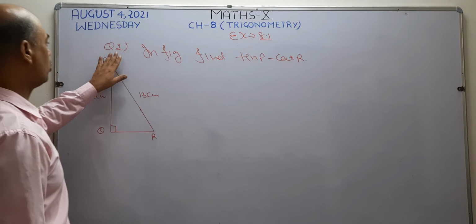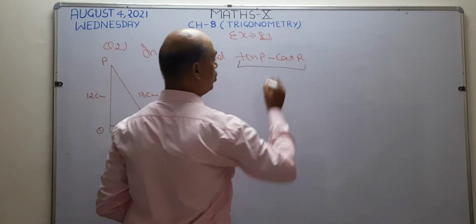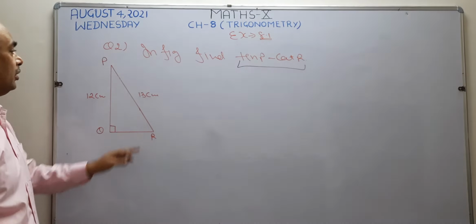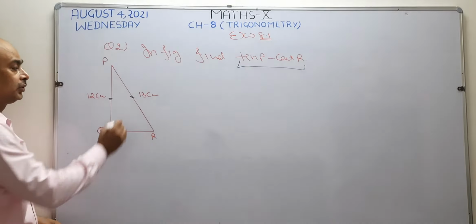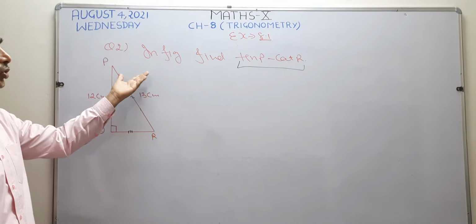Now we are going to solve question number 2 of exercise 8.1. See what is given in the figure. In this question, this figure is given. We have to find the value of tan P minus cot R. Now two sides are given. First, I want to complete this triangle. I want to find the third side of this triangle. How do we find the third side? By using Pythagoras theorem. In the previous question you did it also.